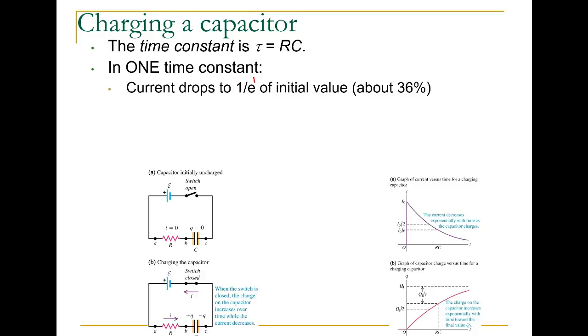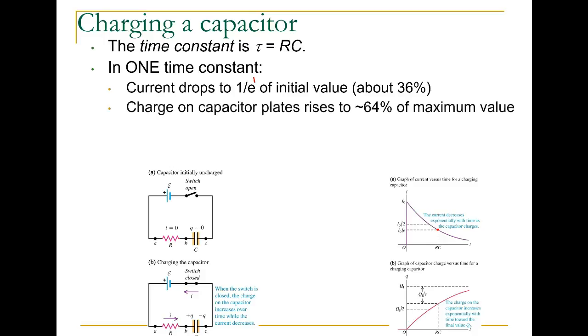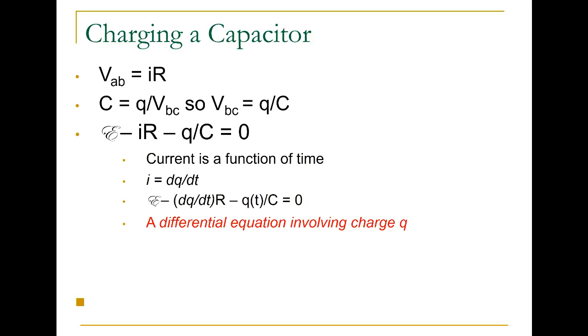And in one time constant, the current drops to 1 over e of its initial value. So you can see that here. And the charge goes to about 64% of that. So basically 1 minus 1 over e. Okay.